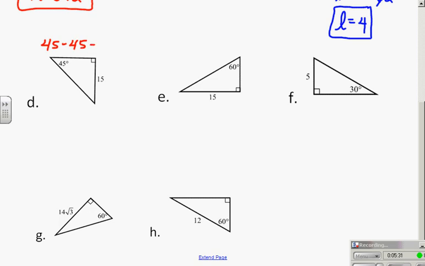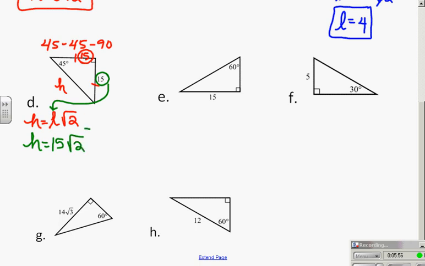In example D, I'm dealing with a 45, 45, 90 triangle, where these two would be my legs. So that means that this side here is 15, and I need to use my formula to solve for h. It says h is equal to the leg times the square root of 2. What do I know? I know one of the legs. Put that into the formula, and the hypotenuse is equal to 15 square roots of 2.